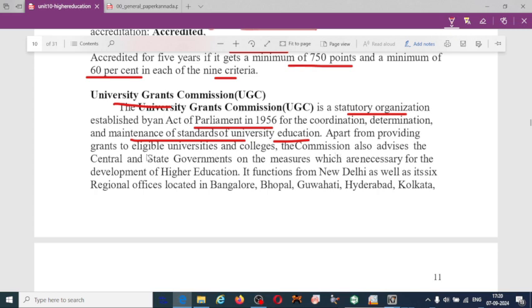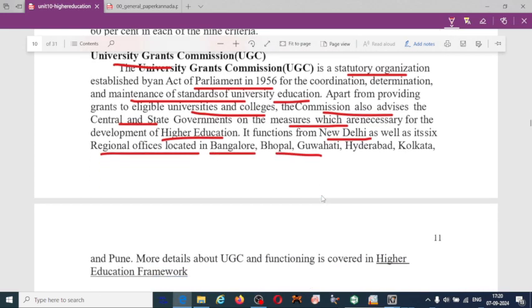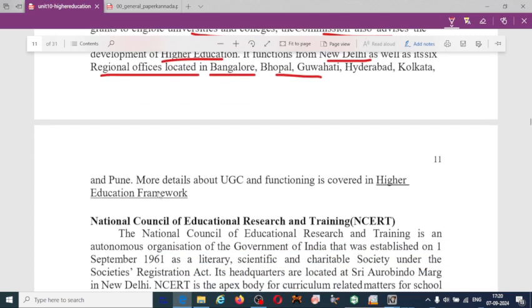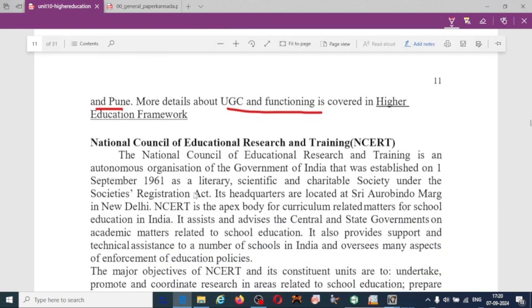Apart from providing grants to eligible universities and colleges, the Commission also advises the central and state governments on the measures which are necessary for the development of higher education. It functions from New Delhi as well as its 6 regional offices located in Bangalore, Bhopal, Guwahati, Hyderabad, Kolkata, and Pune. More details about UGC and its functioning you can find on the website.